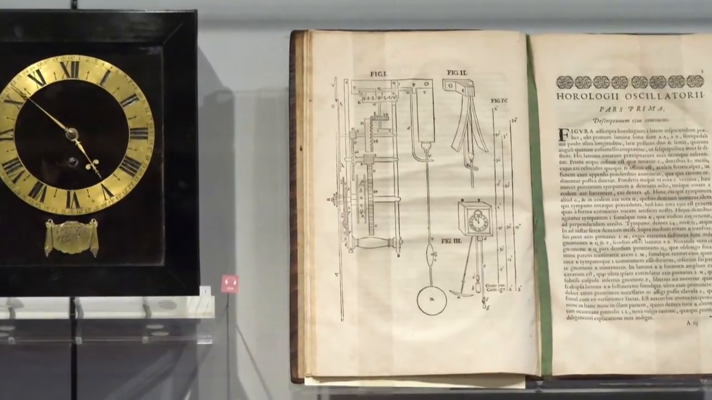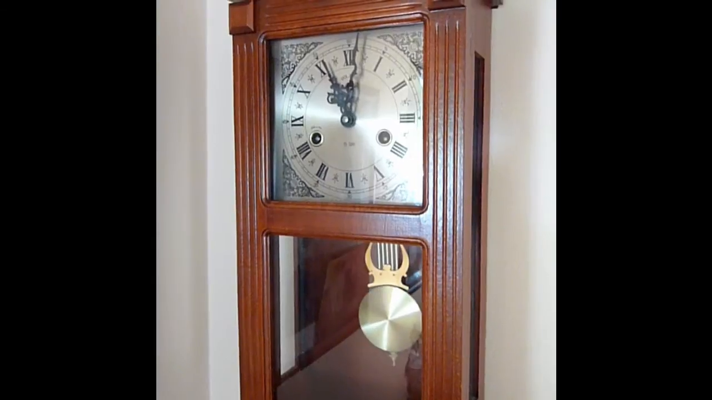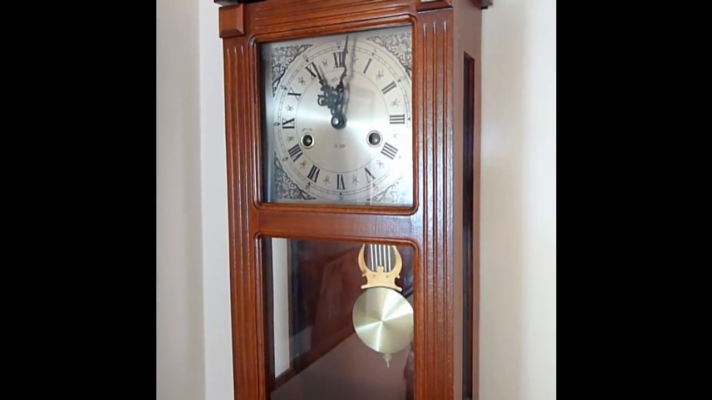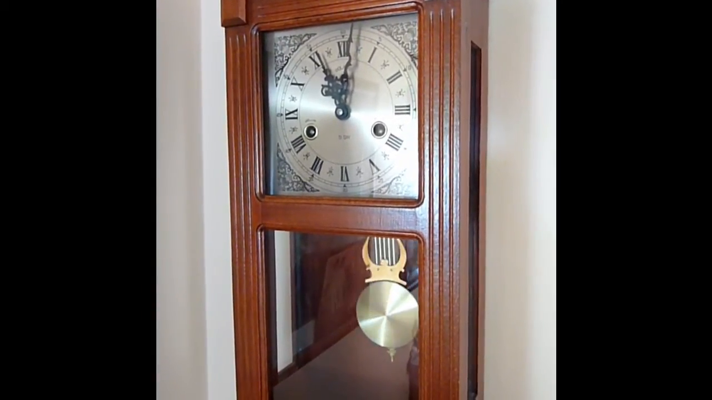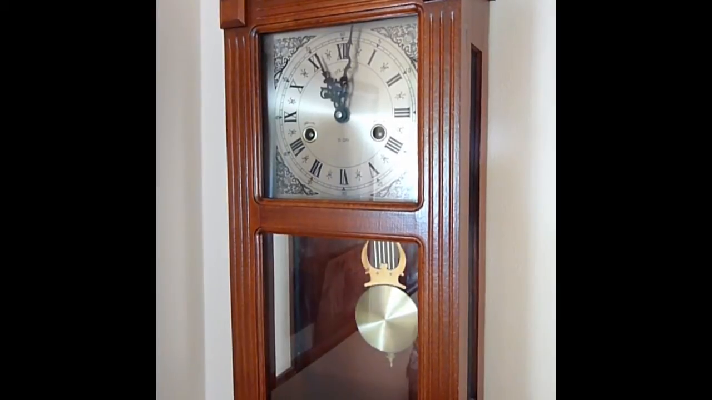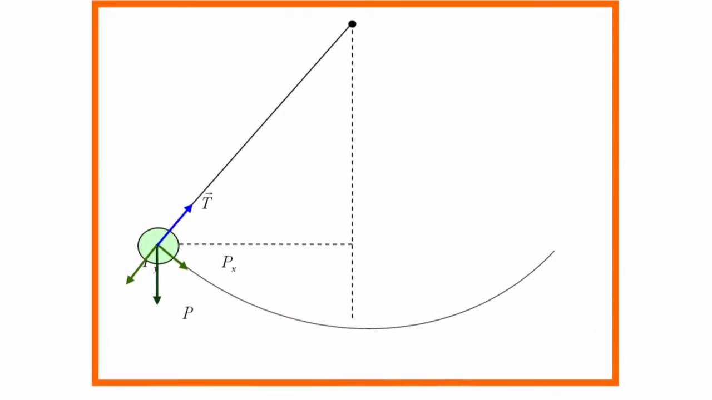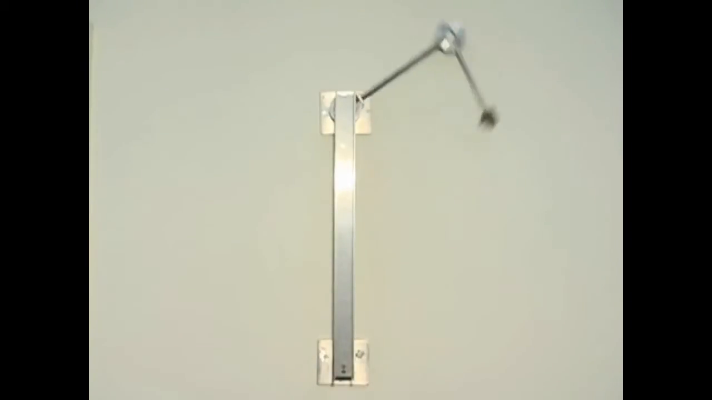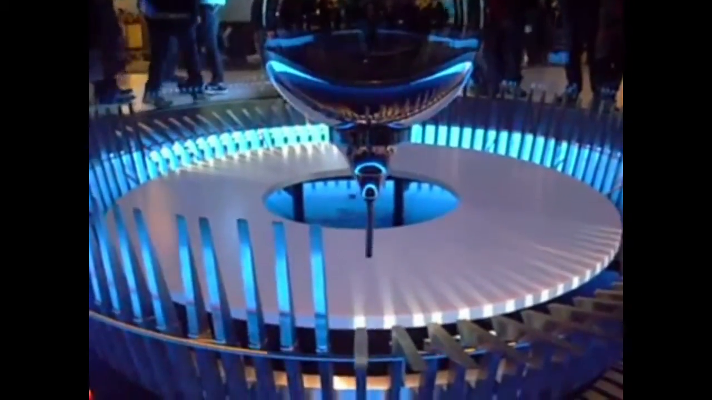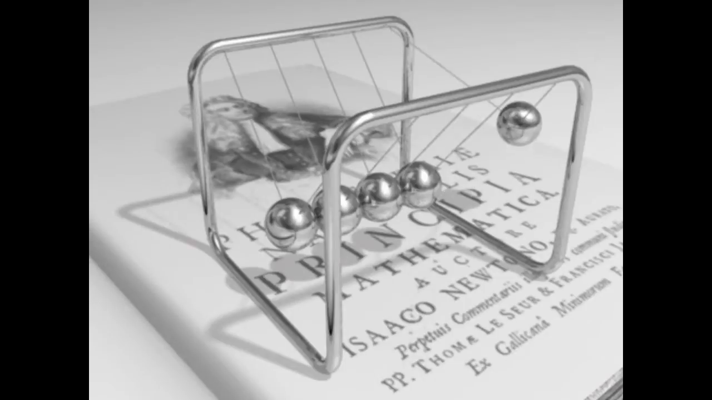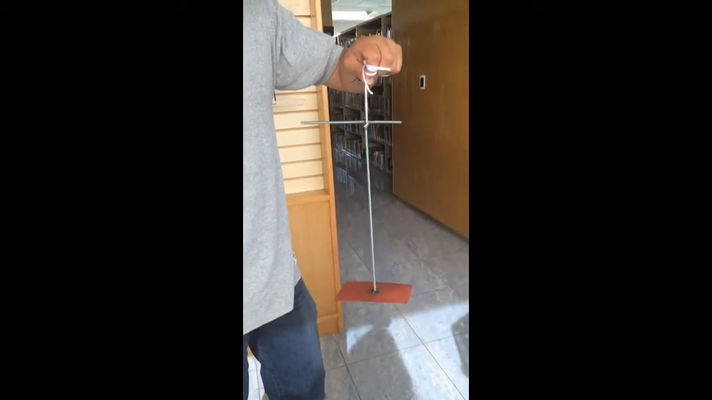Depending on their configuration and use, there are many different types of pendulums. They usually bear the names of their creators or their main feature: simple pendulum, cycloidal pendulum, double pendulum, Foucault pendulum, Newton's cradle, torsion pendulum, etc.